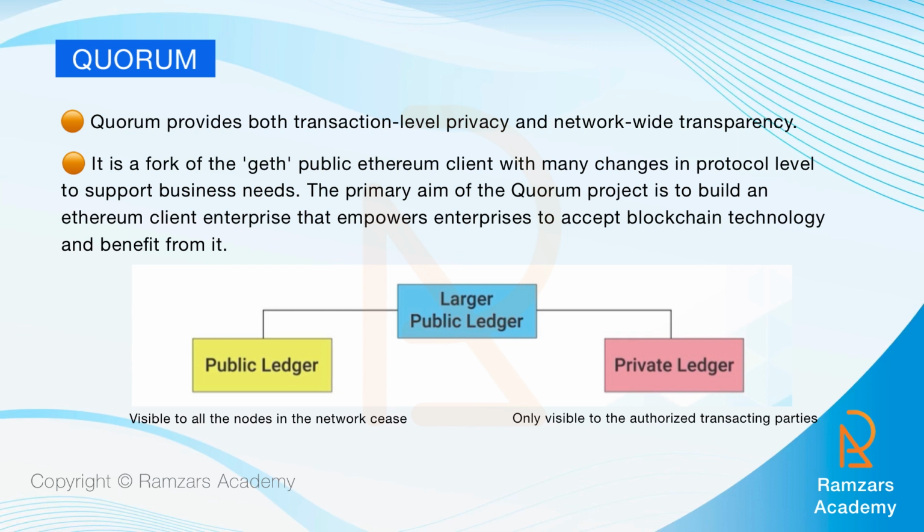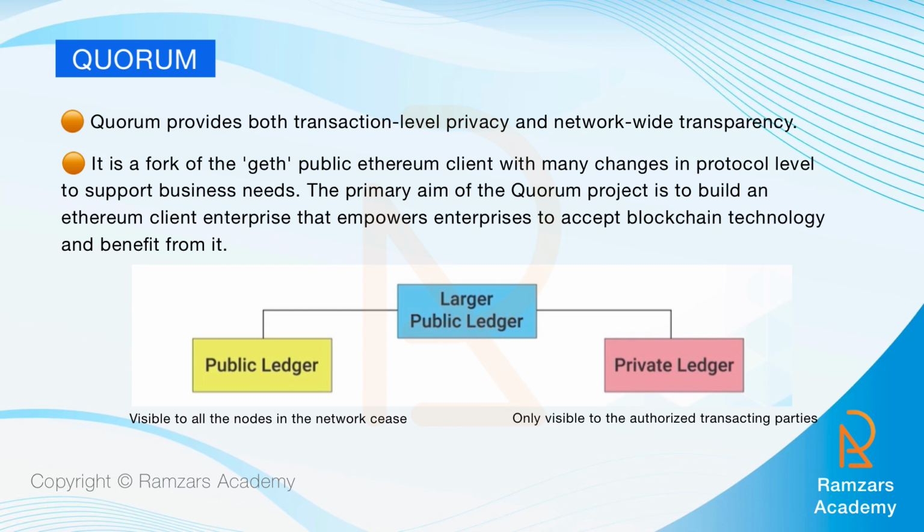The hash of the private transaction appears on the public ledger and is visible to other nodes that are not authorized to the transactions. The authorized parties of a private transaction have the keys to decrypt the transaction and access it. In Quorum, smart contracts can also be deployed privately and will be noticeable only to the authorized parties.